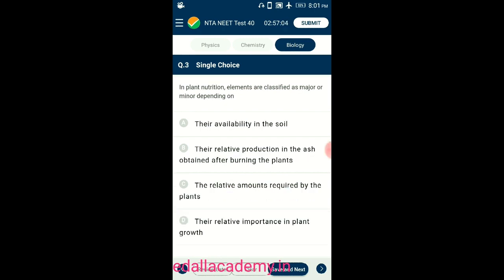Question number 3. In plant nutrition, elements are classified as major, minor depending on. Major elements are required by plants in the quantity of more than 1 milligram per gram of dry matter, and minor elements are required in quantity of less than 1 milligram per gram of dry matter. So the answer for this question is option C. In plant nutrition, elements are classified as major or minor depending upon the relative amount required by plants.